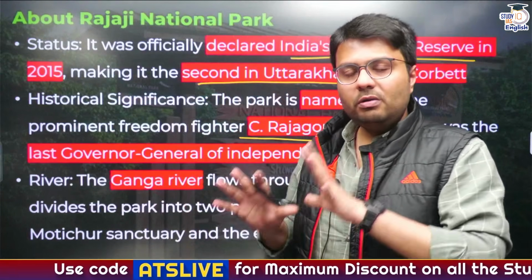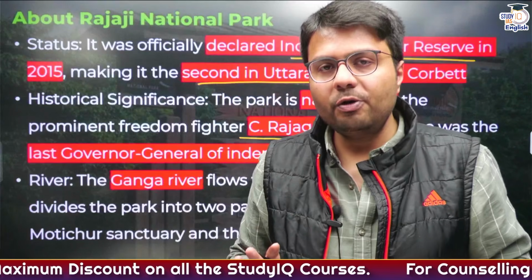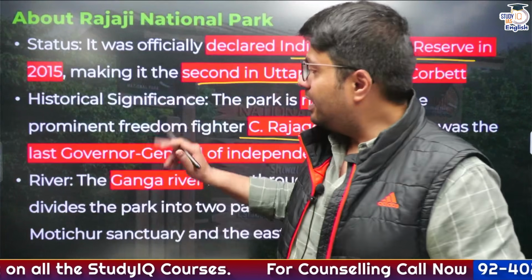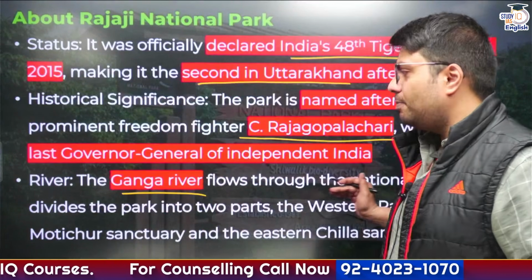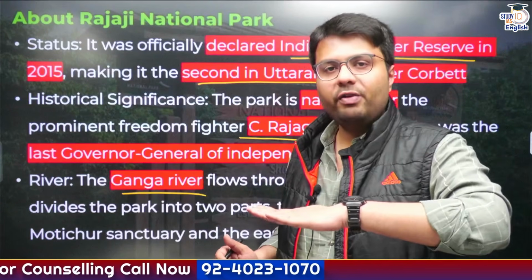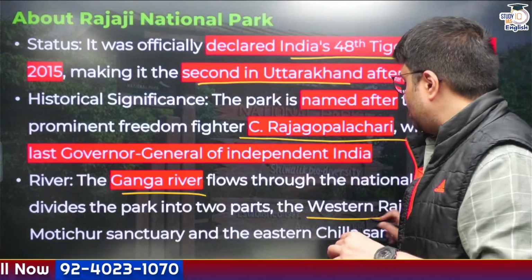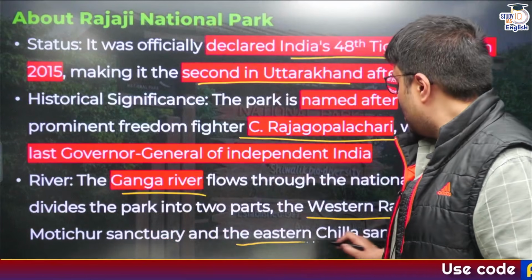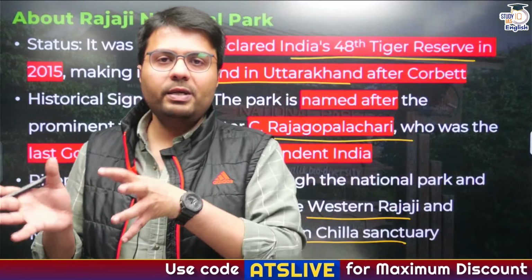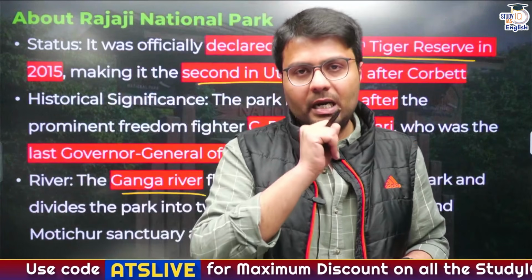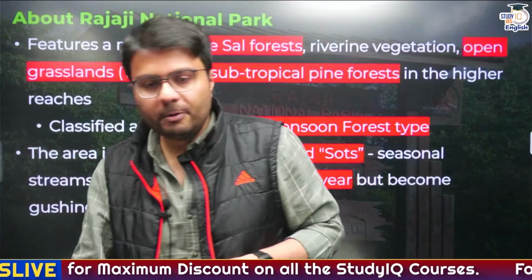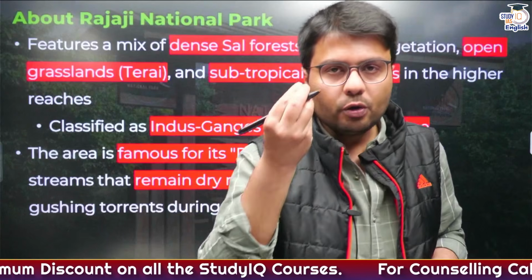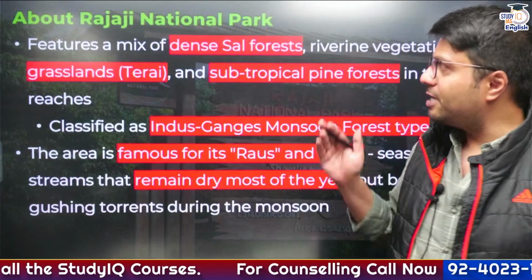Now, the important water bodies which flow through any protected area become important from our UPSC exam perspective, right? So it is the Ganga river which flows through this national park, and it divides the national park into 2 different areas. The first part, on the western side, is Western Rajaji and Motichur Sanctuary, and on the eastern part there is Chilla Sanctuary, right? So this park is divided into east and west by which river? By the Ganga river.